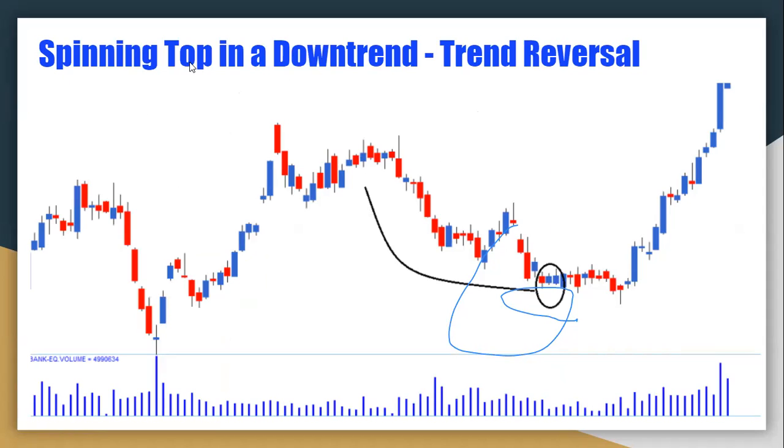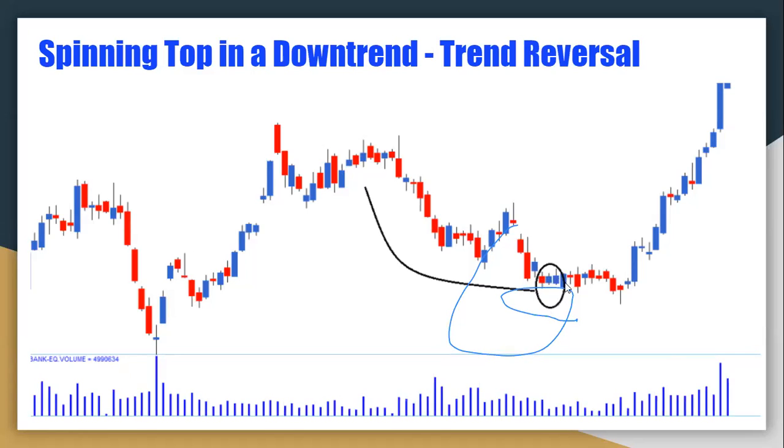Let us suppose there is a downtrend in the market. From here to here, prices are coming down, so it is a downtrend. After the downtrend, see here, spinning tops are occurring. One spinning top, second, third, like two spinning tops are occurring in a batch. So what does this indicate?